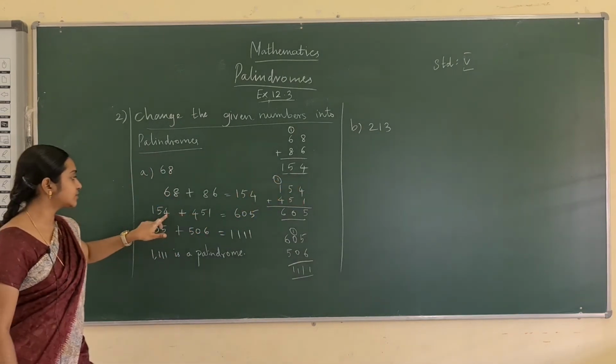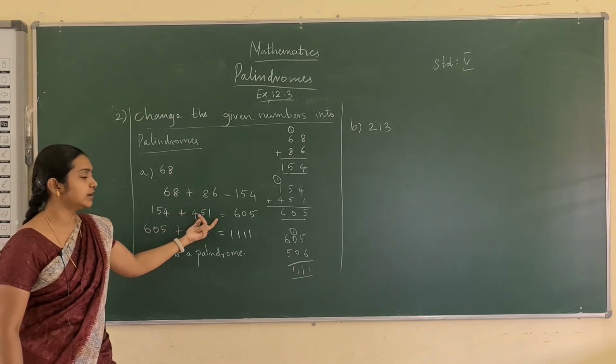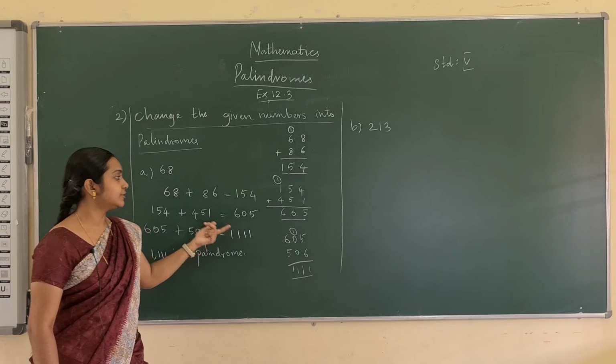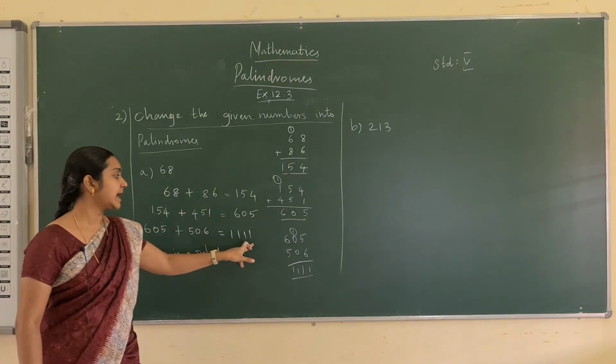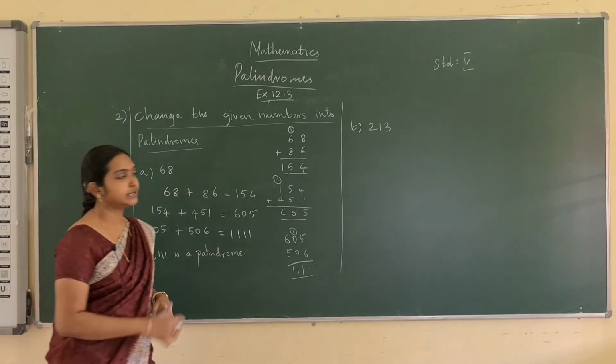So keep this as the original number and we have to reverse this number. So it will be 451. If we add, we are getting 605. 605 is not a palindrome, so we have to again reverse that. So it is 506. While adding, we get a palindrome. So we can stop here.